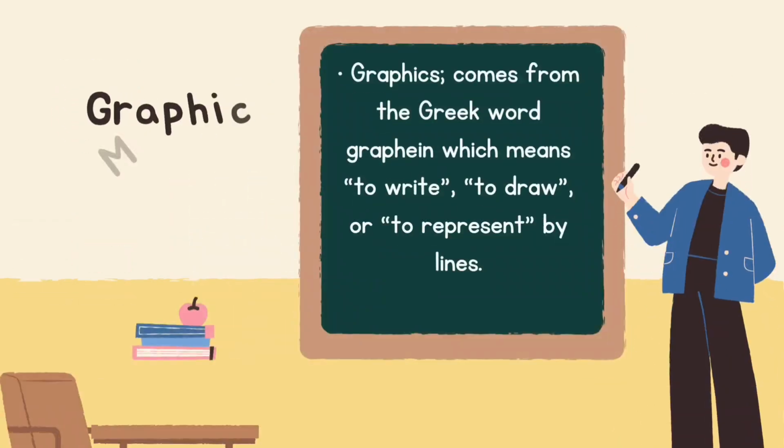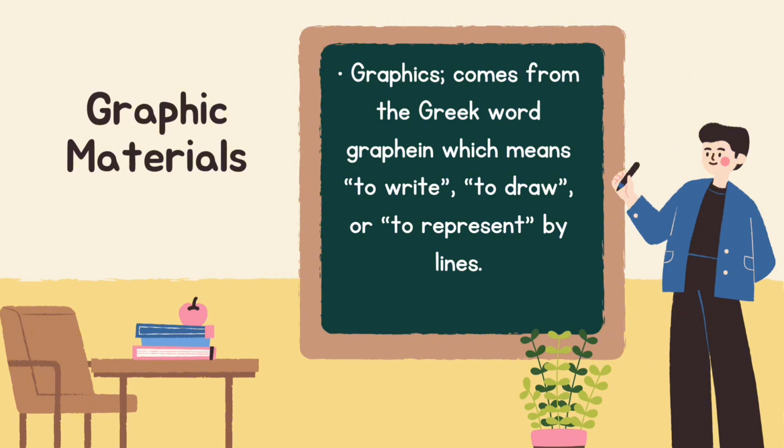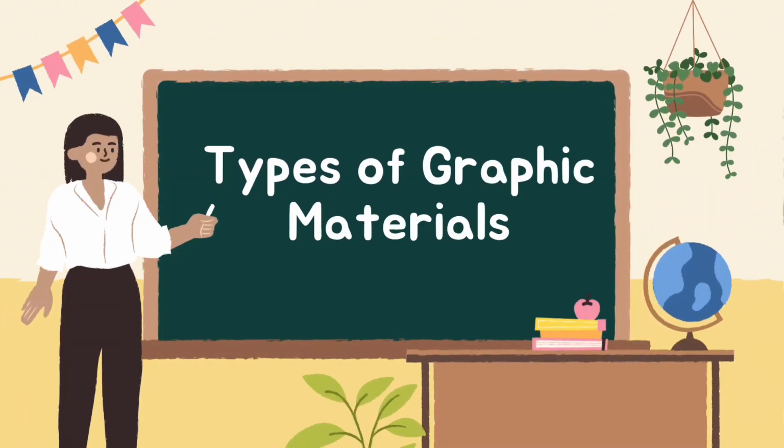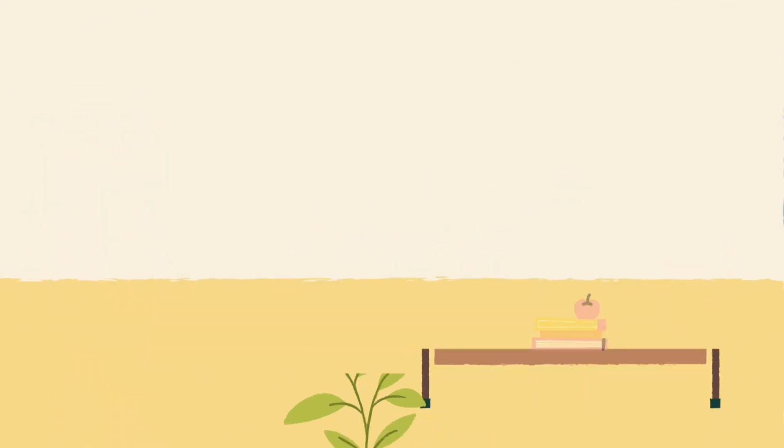Graphic materials, or the word graphic, comes from the Greek word graphein, which means to write, to draw, or to represent by lines. The types of graphic materials will be presented by the next presenters. Here are the types of graphic materials. First is the drawing or illustration.